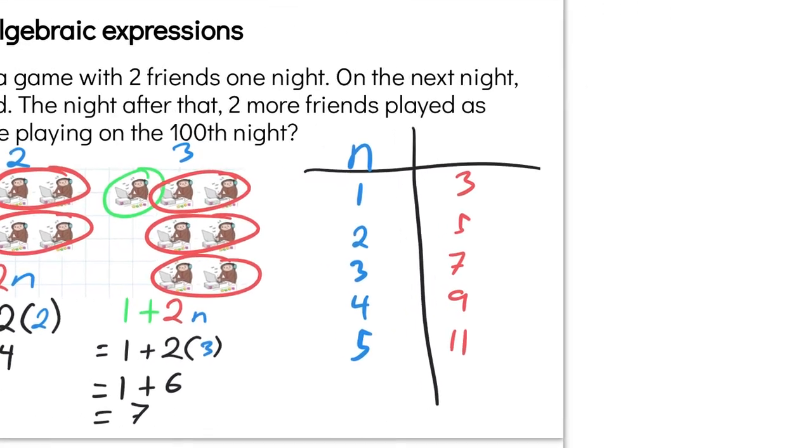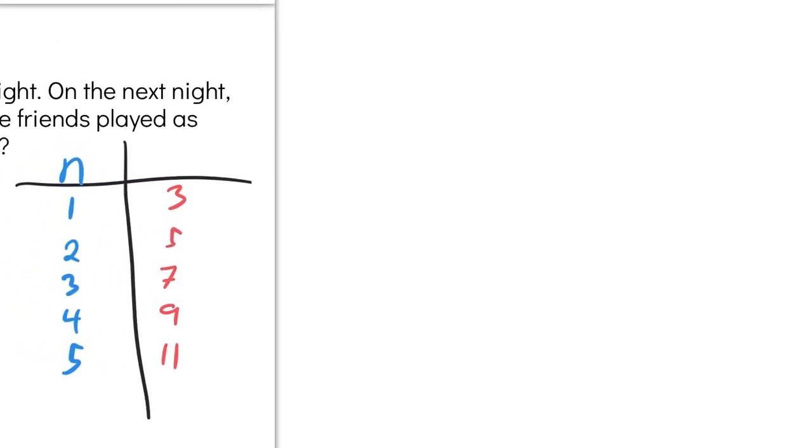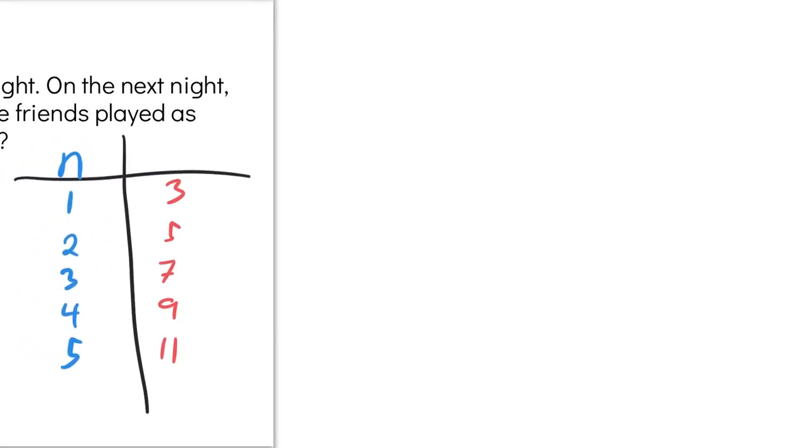If we looked just at the table of values, how could we find an algebraic expression that would represent this pattern? Well, let's have a look at how this pattern is growing. When we look from here to here, we can see that we're adding 2. From one step to the next, we're always adding 2, right? I hope that we can all see that.